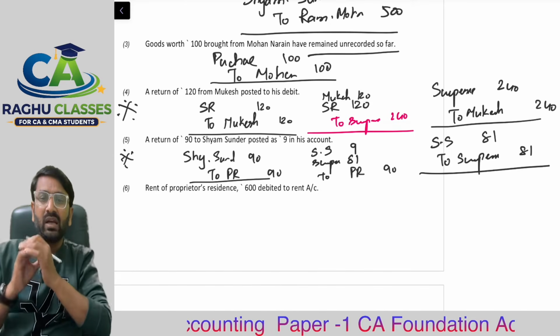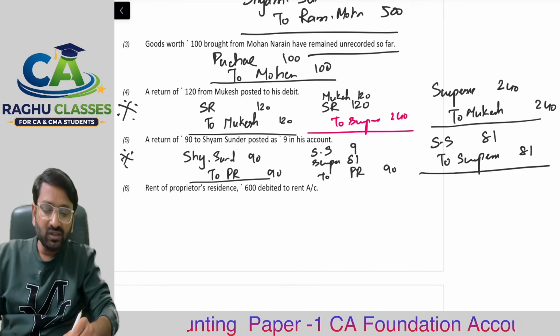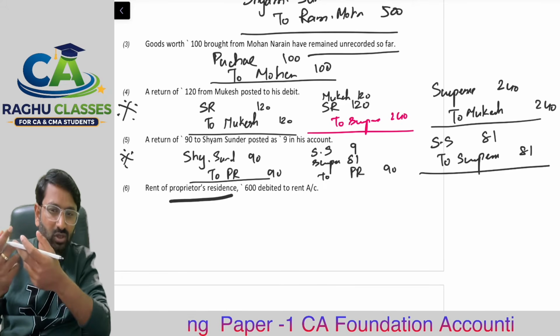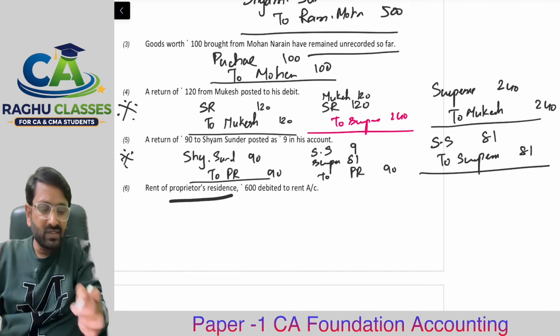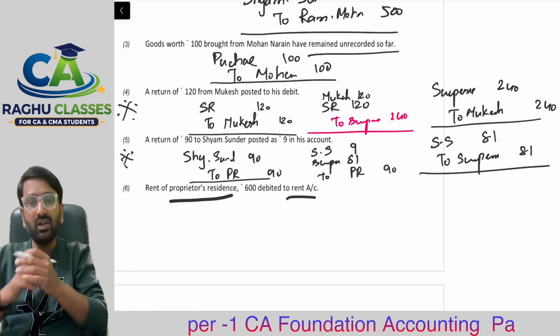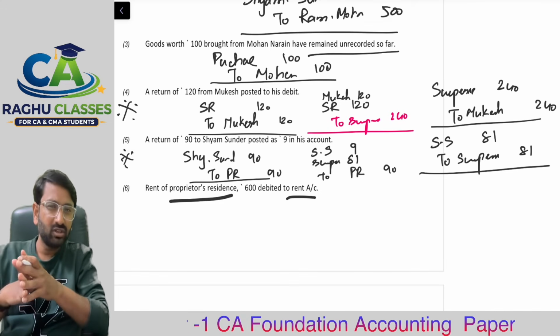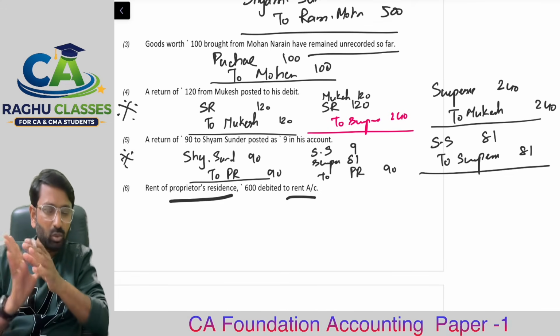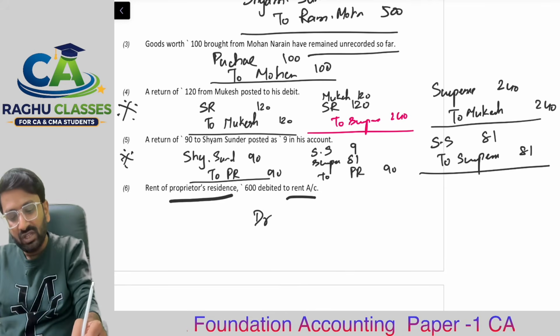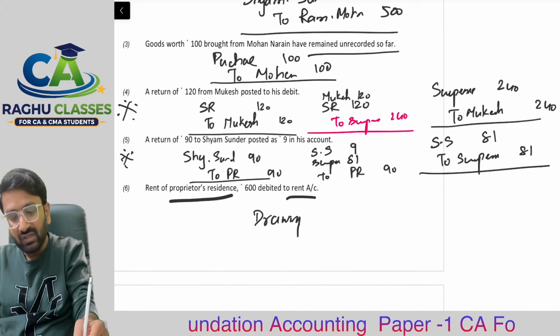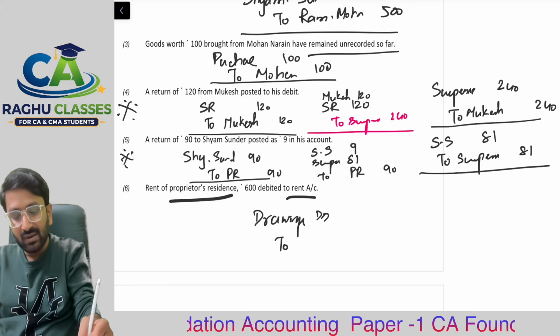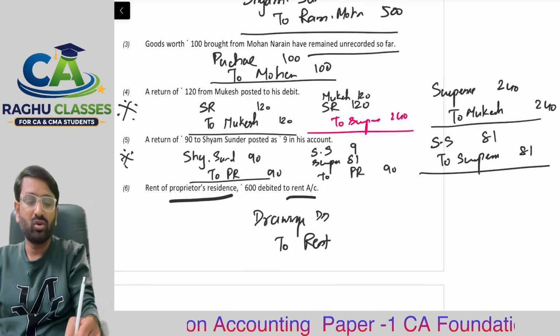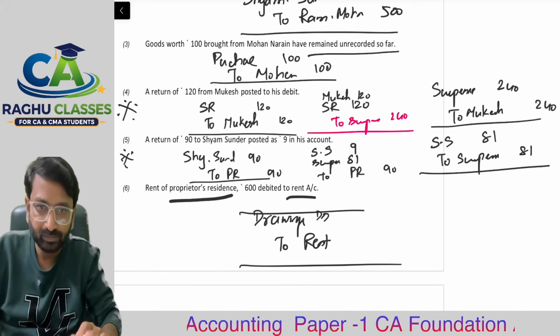Next one. Rent of proprietor's residence. So can I say it is a personal expense, drawings to be debited? But it's debited to rent account. So instead of writing drawings account debit to cash, it was written rent account debit to cash. So can we say rectification will be drawings debit? And how do you cancel rent? Credit. Drawings to rent 600.